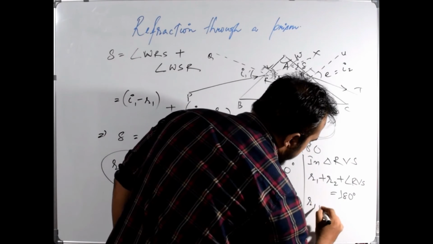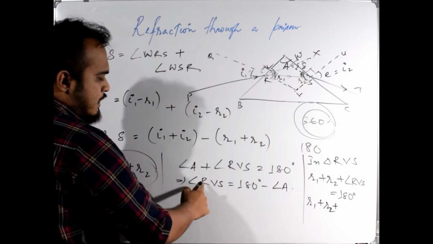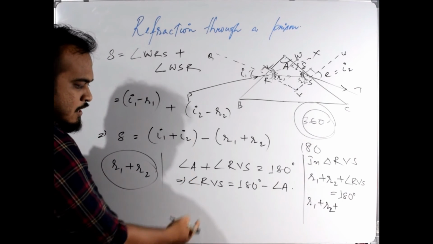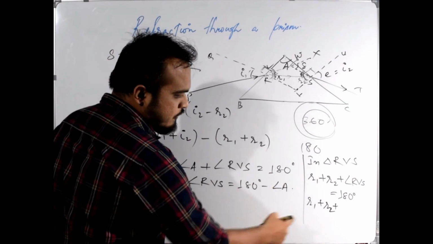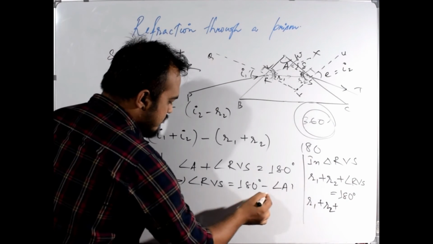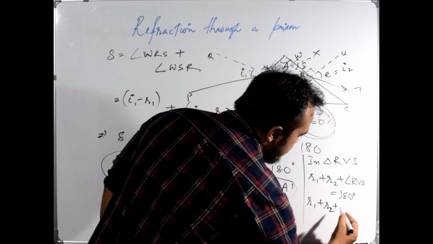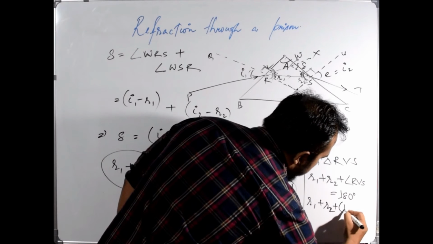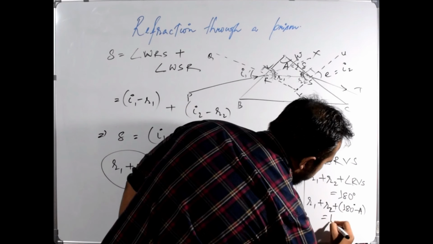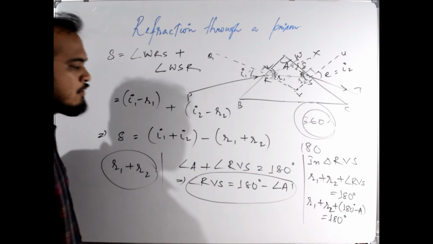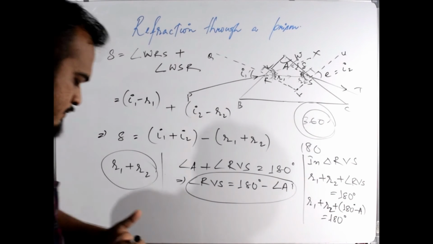Now R1 plus R2 plus RVS. What have we found for RVS? We have found it to be 180 minus A. So we will put this value of RVS in this equation. So what will we get then? R1 plus R2 plus 180 degrees minus A is equal to 180 degrees.